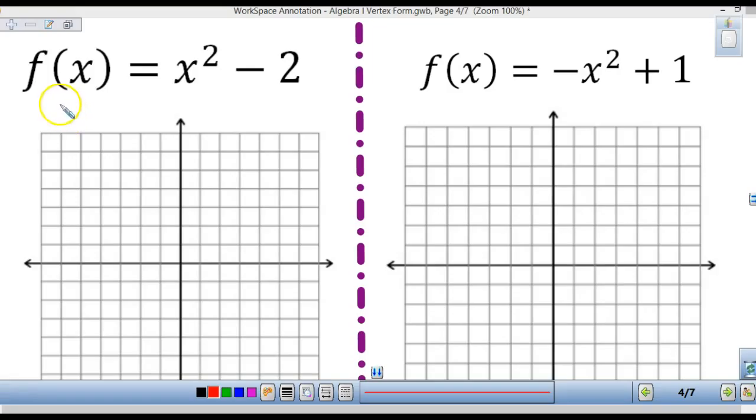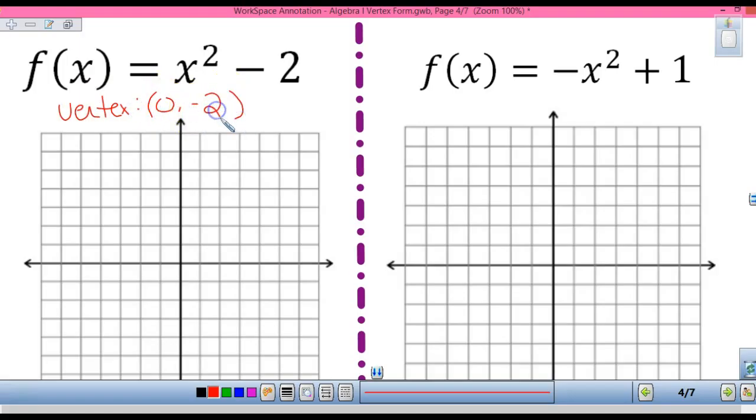My new vertex is what? 0, negative 2. Okay, because it's x minus, is it x minus anything? No, so it's 0, and then it's supposed to be plus k at the end, right? And since it's minus, it's negative 2. So 0, negative 2.